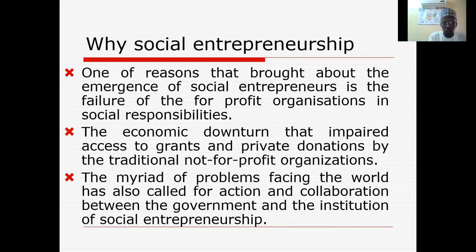And the last one, the myriad of problems facing the world, also call for the action and collaboration between government and institutions of social entrepreneurship, because of enormous problems, too many problems that are disturbing people world over. Social entrepreneurs need to collaborate with government to combine efforts to tackle this kind of problems. So this is another factor that call for more social entrepreneurs to come and join force with government to fight these social problems. So these are the reasons why we need social entrepreneurship.